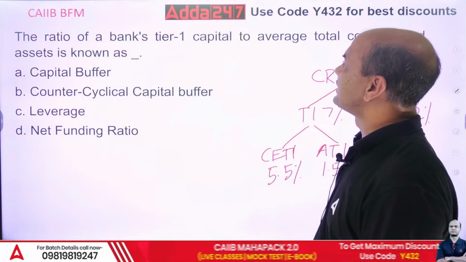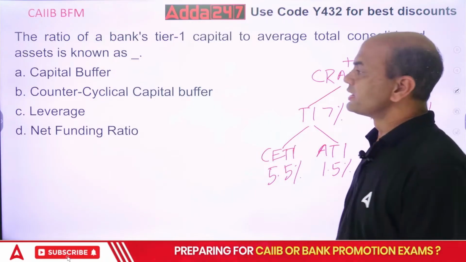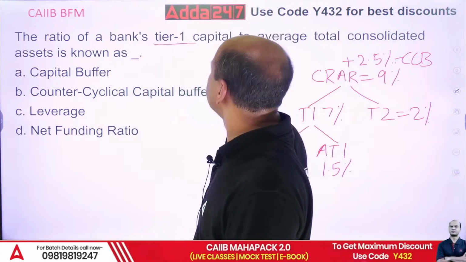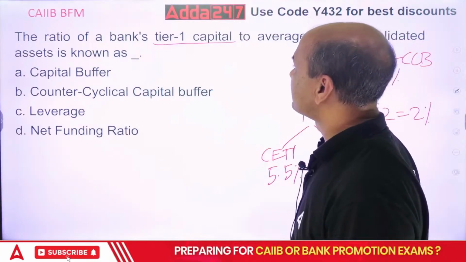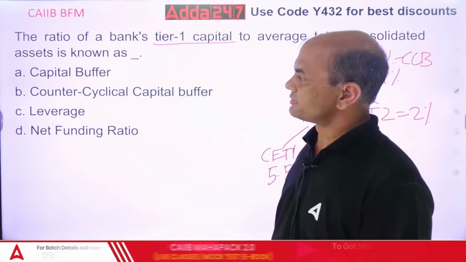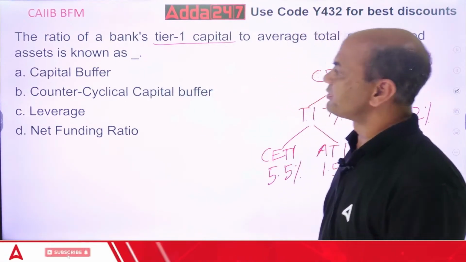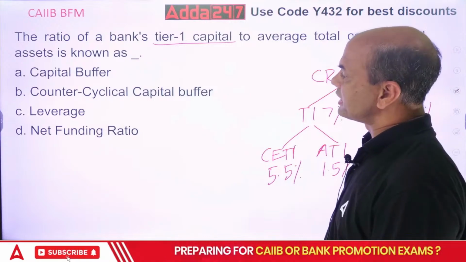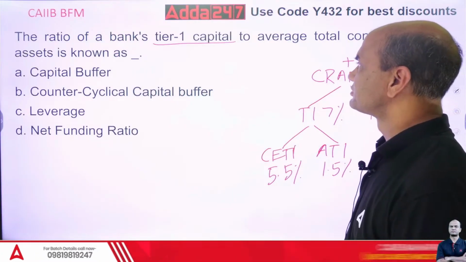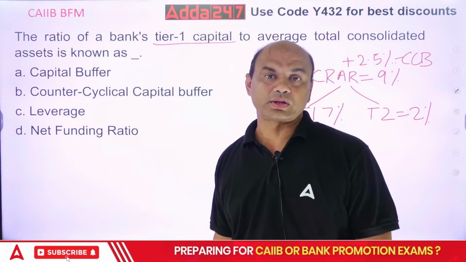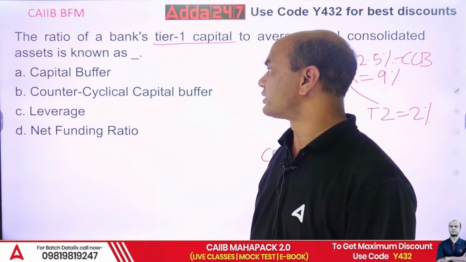A ratio of banks' tier 1 capital to average total consolidated assets is known as what? See, banks' tier 1 capital to average total consolidated assets, all the assets. Simple, it is capital upon assets. The options are capital buffer, counter-cyclical capital conservation buffer, leverage and net funding ratio. So, tier 1 upon total assets, that is known as what?